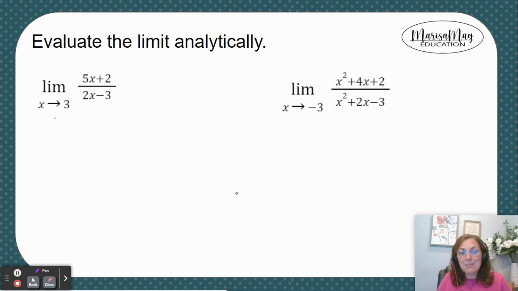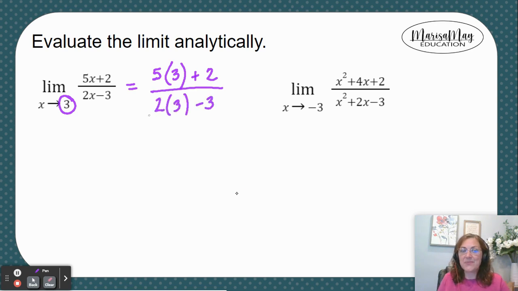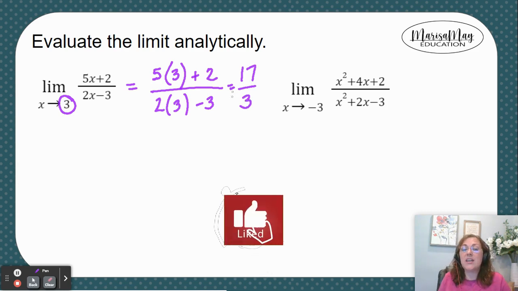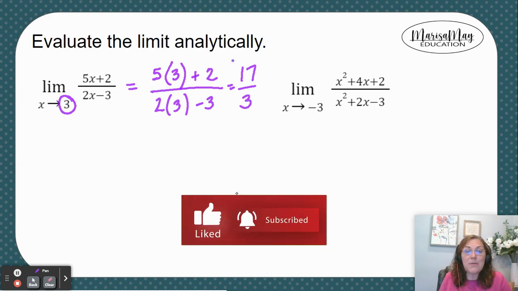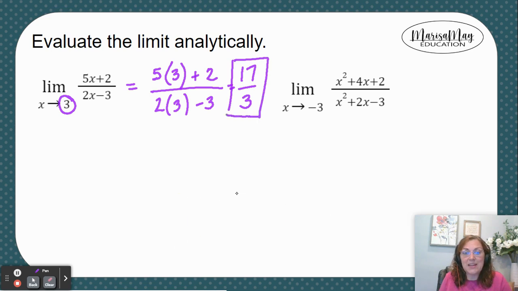Now, remember, with a limit, the first thing you want to try to do is just to take that value that x is approaching and substitute it. So I've got 5 times 3 plus 2 and 2 times 3 minus 3. So on top, 5 times 3 is 15 plus 2 is 17. And on the bottom, 2 times 3 is 6. 6 minus 3 is 3. That's pretty simple, but that's the answer for that limit.